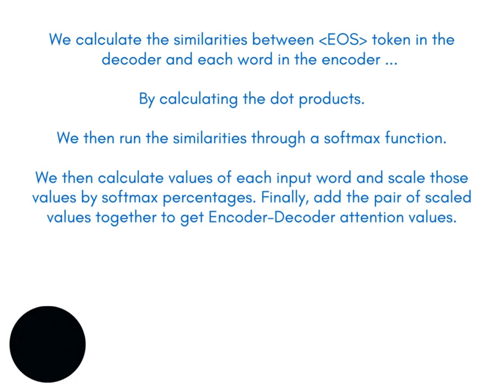So we calculate the similarities between the EOS token in the decoder and each key of the words in the encoder by calculating the dot products. We then run the similarities through a softmax function. We then calculate values for each input word and scale those values by the softmax percentages. Finally, we add the pair of scaled values together to get the encoder-decoder attention.